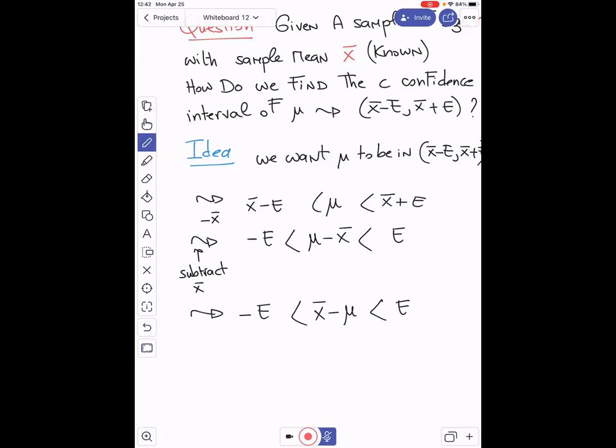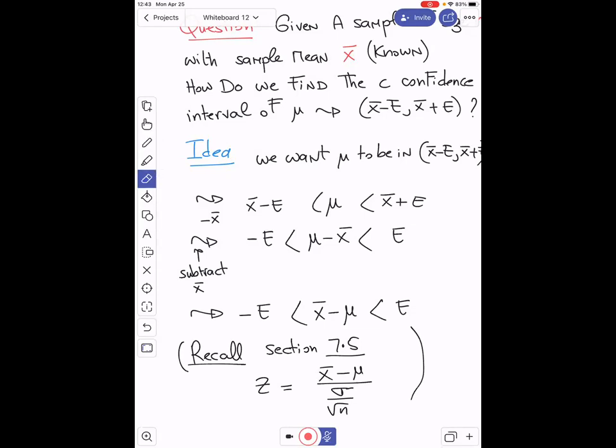But then I guess this probably reminds you of the formula for how to convert X bar to Z. Remember, we had this in section 7.5. So I'm going to recall it here. How to convert X bar, not X, but X bar to Z. And we said Z is equal to X bar minus mu over, not just sigma, but sigma over square root of n, right? The square root of the size of the sample. Yes, so this is from section 7.5. So that's how we convert X bar to Z.